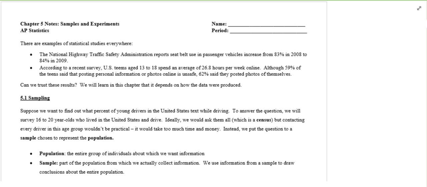So we have a couple main topics. The first one is going to be sampling. The second one is experimental design. So the first one that we're talking about is sampling.